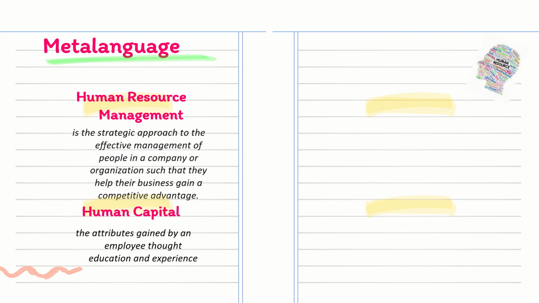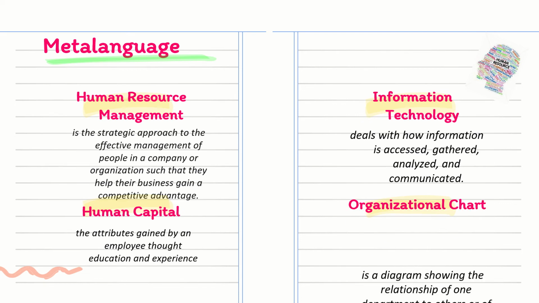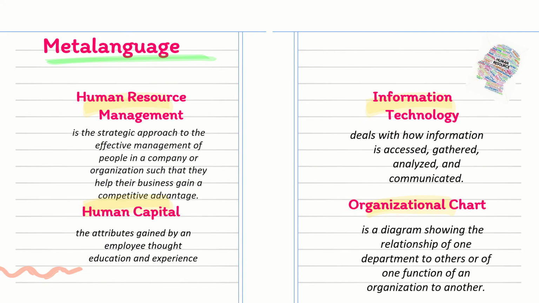Human capital, the attributes gained by an employee through education and experience. Information technology deals with how information is accessed, gathered, analyzed, and communicated. And the organizational chart is a diagram showing the relationship of one department to others, or of one function of an organization to another.